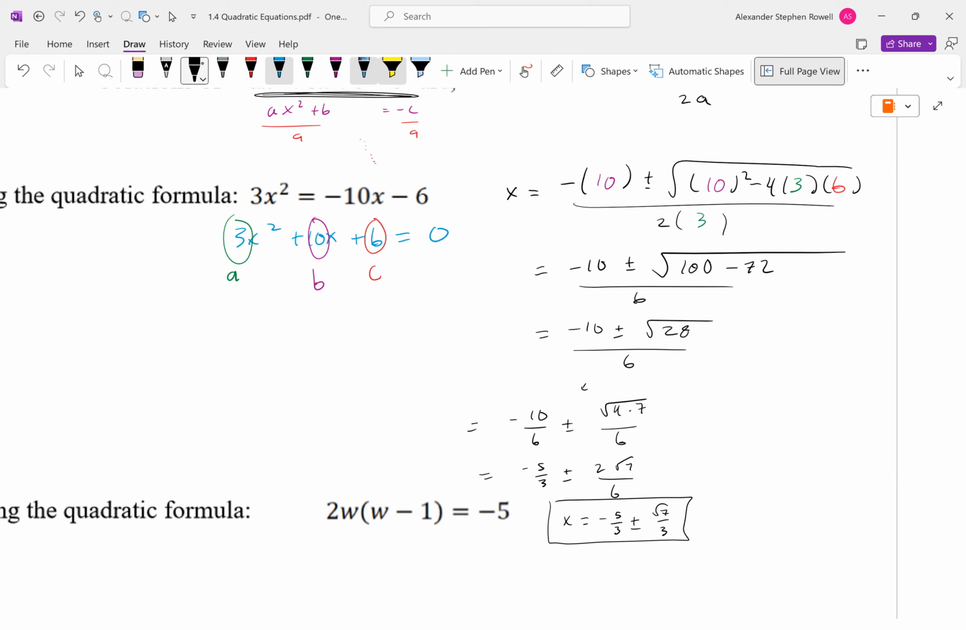Okay, but if we kept it in the same, maybe I'll do this in gray. So we could write it as negative 10 plus or minus square root of 4 times 7 over 6 is equal to negative 10 plus or minus 2 root 7 over 6. You just need to remember to factor out a 2 and cancel it from both the top ones.